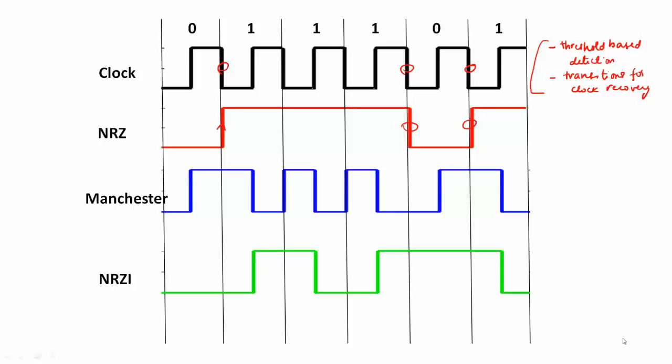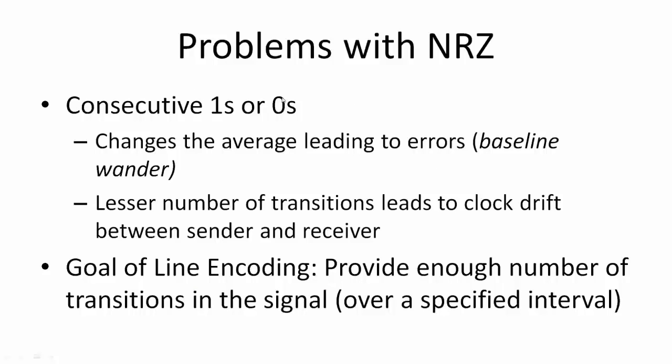Now look at this NRZ signal, stare as much as you want, and tell me what can be the potential problem with this type of encoding, NRZ encoding. If you have consecutive ones or consecutive zeros, the problem is that when you're calculating the average, it tends to change. When you have a consecutive sequence of ones, the average tends to be high. When you have a consecutive series of zeros, the average tends to be low. This can potentially lead to errors. So this phenomenon is called baseline wander.